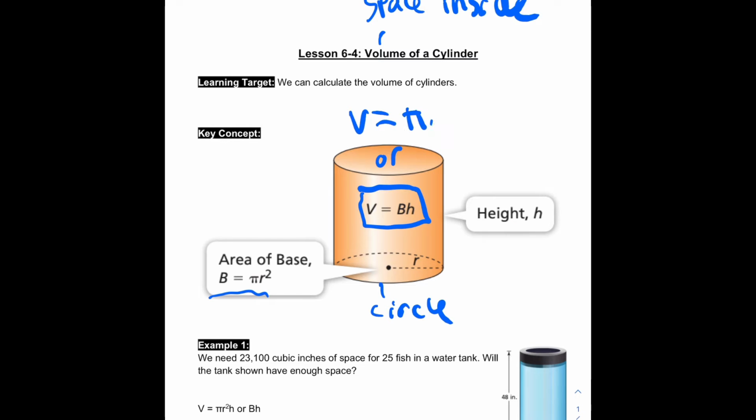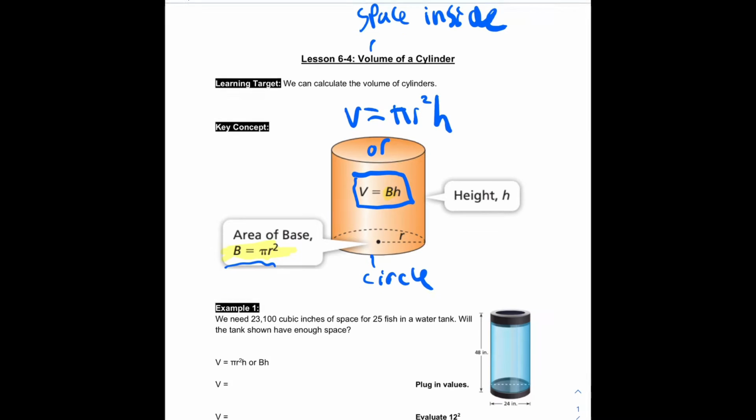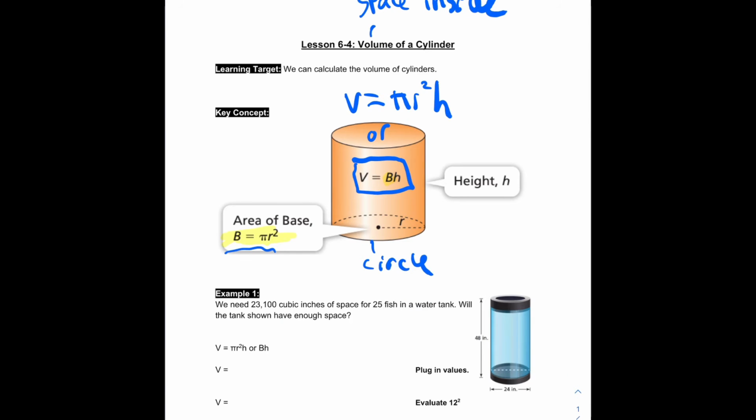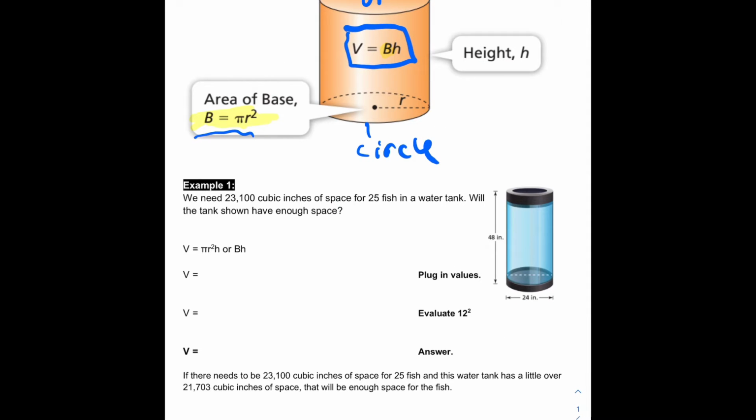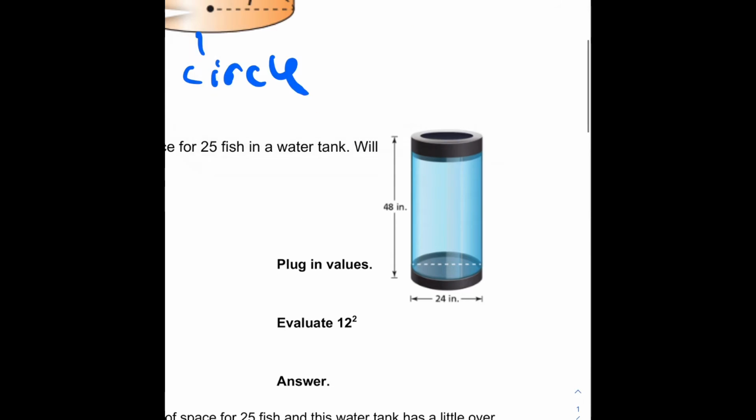So whether you think about it as B times H, or you can think about it as pi r squared H, again, they're the same thing if you consider big B to be pi r squared. Again, that's a capital B, not base. It's the area of the base. So I'm going to use pi r squared times H because that's more usable for us.